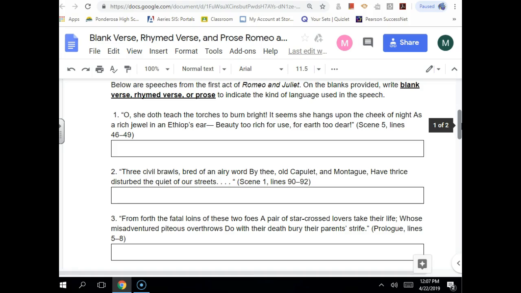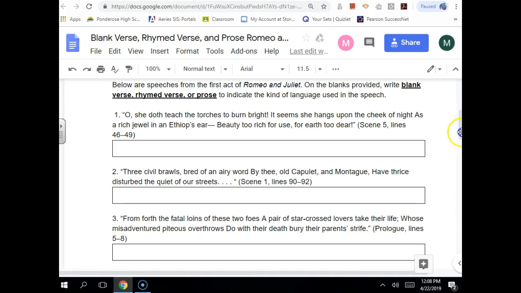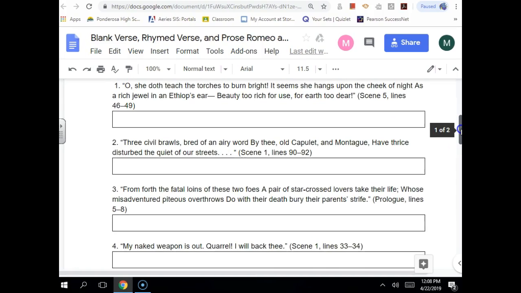Sometimes blank verse will have some sort of rhythm, but it's not going to have that rhyminess at the end. Does that make sense? The prose is just everyday language. So let's go through one together. Alright, number 1, follow along.